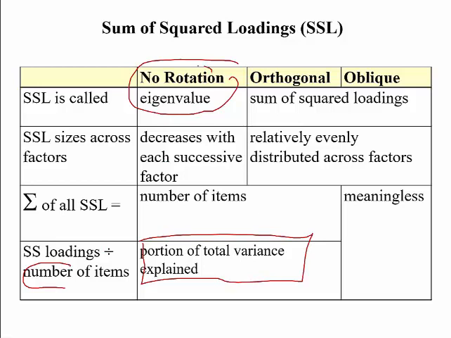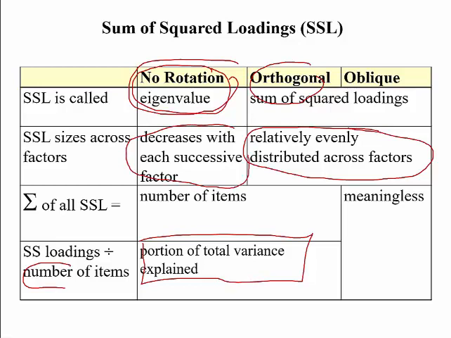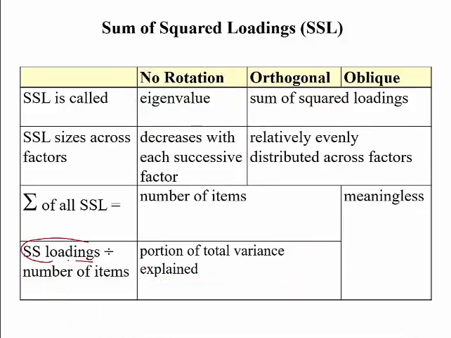We can do that both if I'm doing no rotation and if I'm doing orthogonal rotation. Now with orthogonal rotation, that percent of variance explained by each factor is going to be distributed differently across my factors. It's going to be more even, whereas if I do no rotation, the percent of variance explained by each successive factor is going to be less and less. But either way, we can take our sum of squared loadings divided by the number of items, and we can interpret that as a proportion of variance explained by that factor or component.